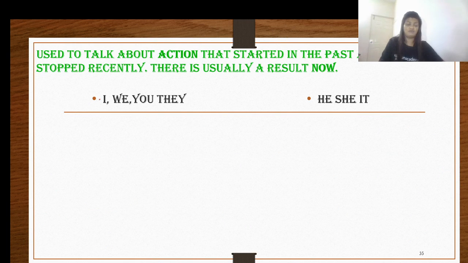Now let us go to the third usage, which is used to talk about the action that started in the past and stopped recently. There is usually a result now. Well, this is very interesting because usually present perfect continuous is used for the continuity of the action, but then we are referring to the action which stopped a little while ago, but the effect is kind of showing right now. What could that be? Let us take a look at these examples.